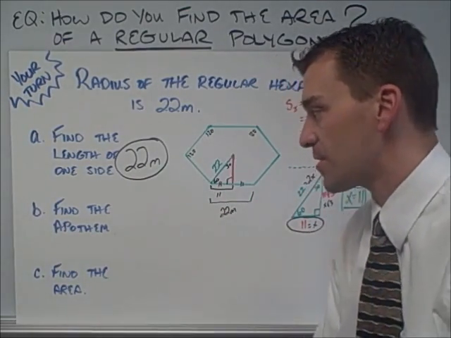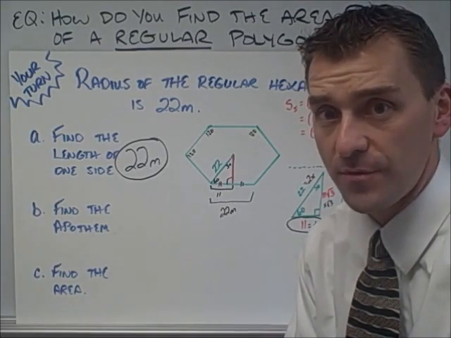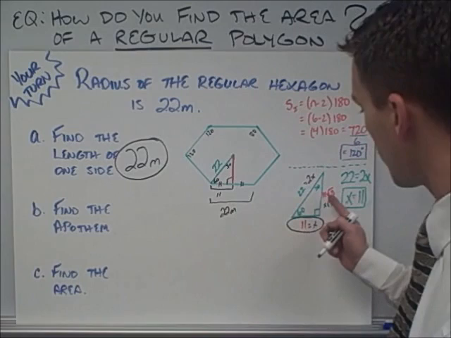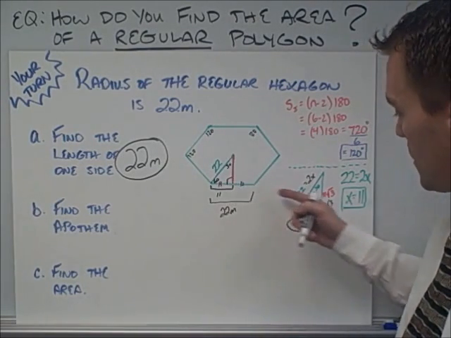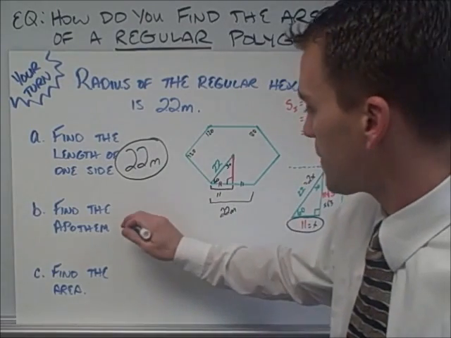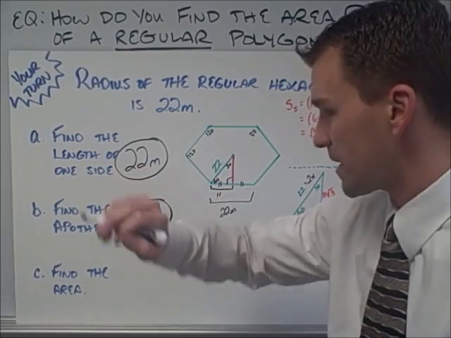The second question, part B of this question, is finding the apothem. Well, don't know if you see it or not, but we already had the answer. It's right here because in the 30, 60, 90 triangle, the distance from the center down to the midpoint is the same thing here. So 11 root 3 meters is the answer for the apothem.